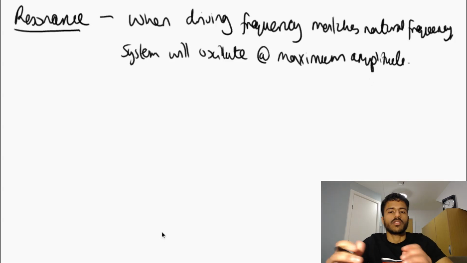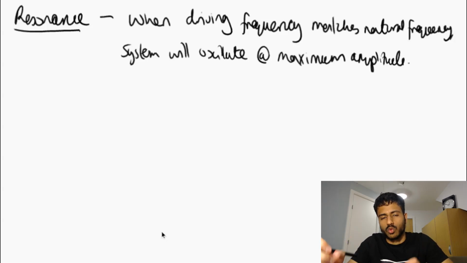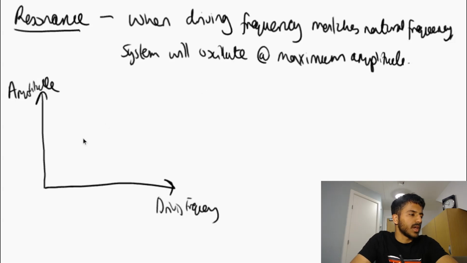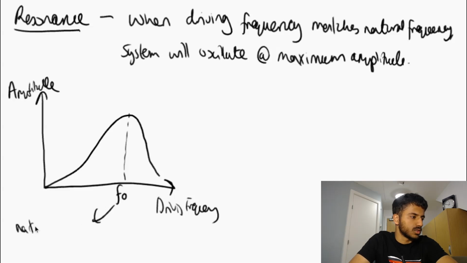amplitude. And at frequencies lower and higher than the driving frequency, the amplitude at which the system oscillates will be less. So if you plotted a graph of amplitude against the driving frequency, it may look something similar to that, where this peak here occurs at f0, where f0 is your natural frequency of the system.